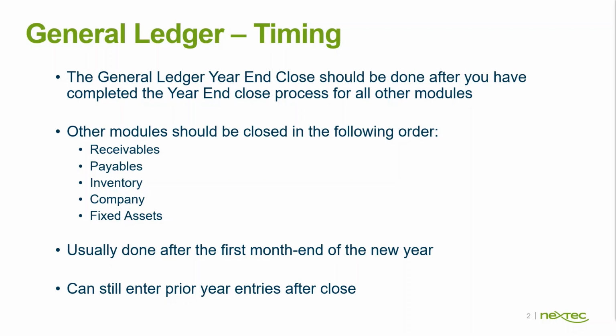General Ledger year-end close should be done after you have completed the year-end close process for all the other modules. The other modules should be closed in the following order: receivables first, then payables, inventory, the company sales tax, fixed assets. Usually these are done after the first month end of the new year. You can still enter transactions to prior year after close.